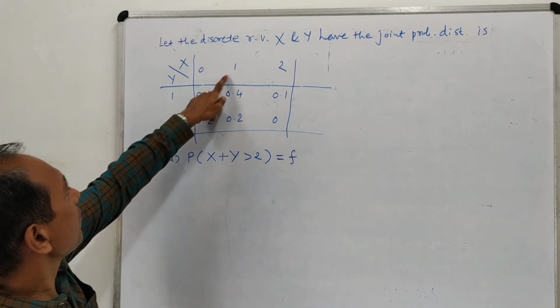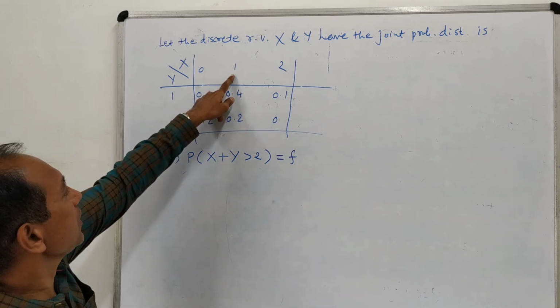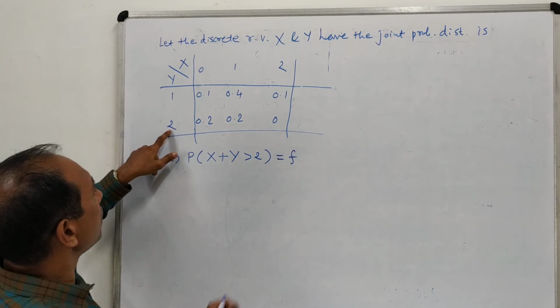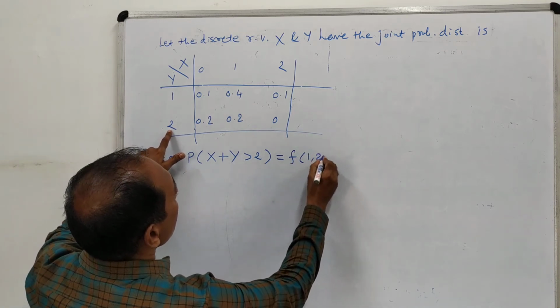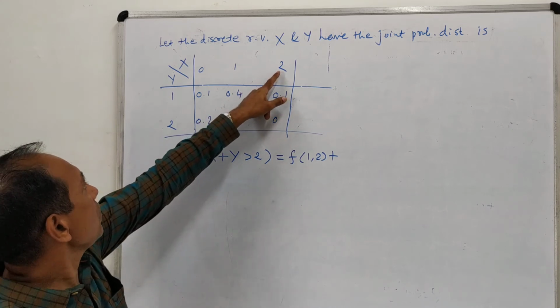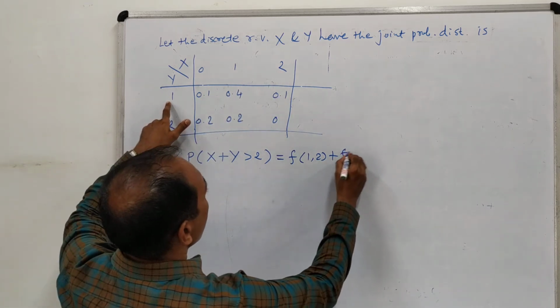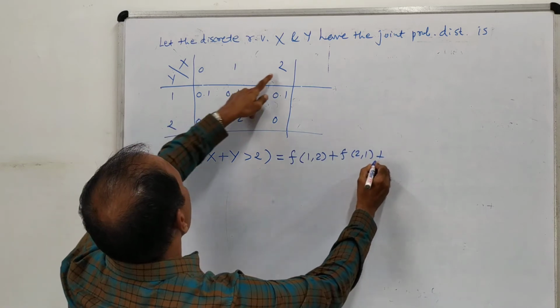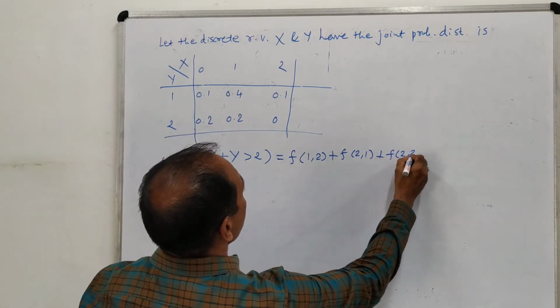Then we go for 1. 1 plus 1 is 2, so it cannot be considered. Here 1 and 2 is considered. So it is f of 1, 2, plus then we have this one. For x equal to 2, 2 and 1, yes, we can consider f of 2, 1, plus f of 2, 2. This also we can consider.